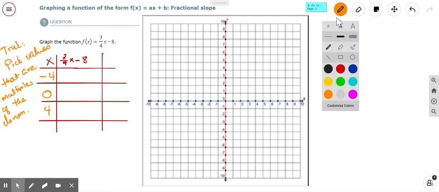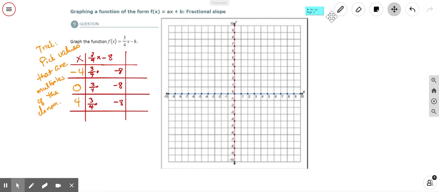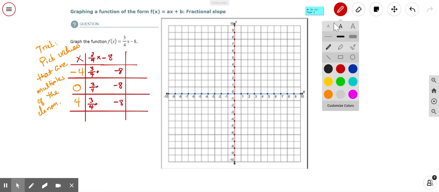So here we go. Change back to red. Okay, so again, it goes 3/4, and we're going to multiply this by x minus 8. 3/4 times x minus 8. And because we picked multiples of the denominator, we are not going to have to do some crazy common denominator. You'll see. I already picked the multiples. I'm sorry that moved, but I'm going to leave it. Okay, let's go with orange.